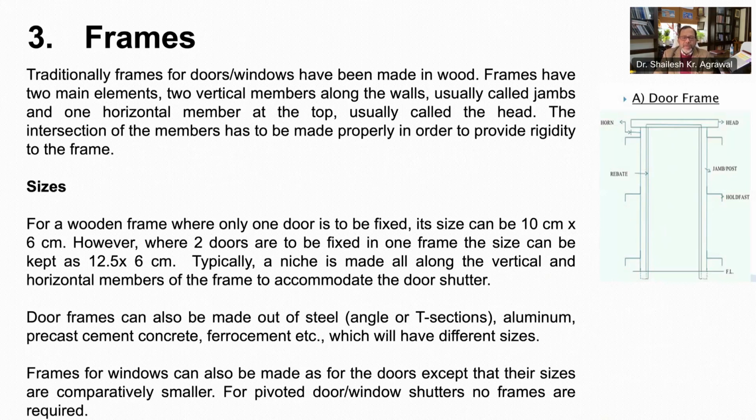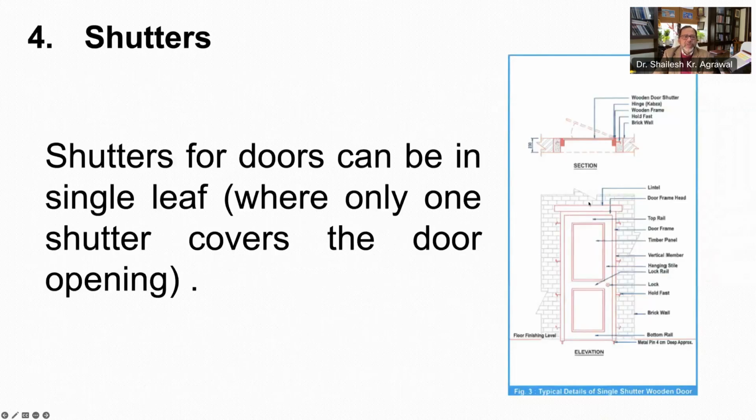As explained earlier also, doors can also be made in steel, angle or T-section or aluminum, or it can be precast cement concrete and can be of different sizes. Frames of windows are normally smaller, but their sizes are comparatively smaller. Pivoted doors and window shutters require no frames. Now let's talk about shutters.